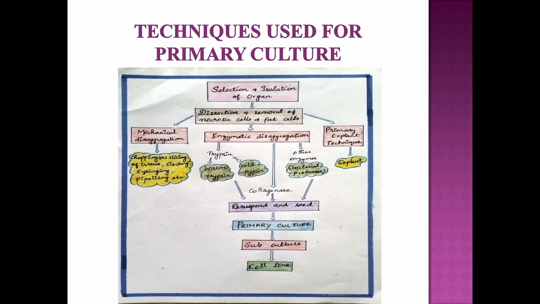Among the various techniques devised for the primary culture of isolated tissues, three techniques are most commonly used. They are mechanical disaggregation, enzymatic disaggregation, and primary explant techniques. First, we discuss mechanical disaggregation. This is usually employed for soft tissues, for example spleen, brain, embryonic liver, and soft tumors.